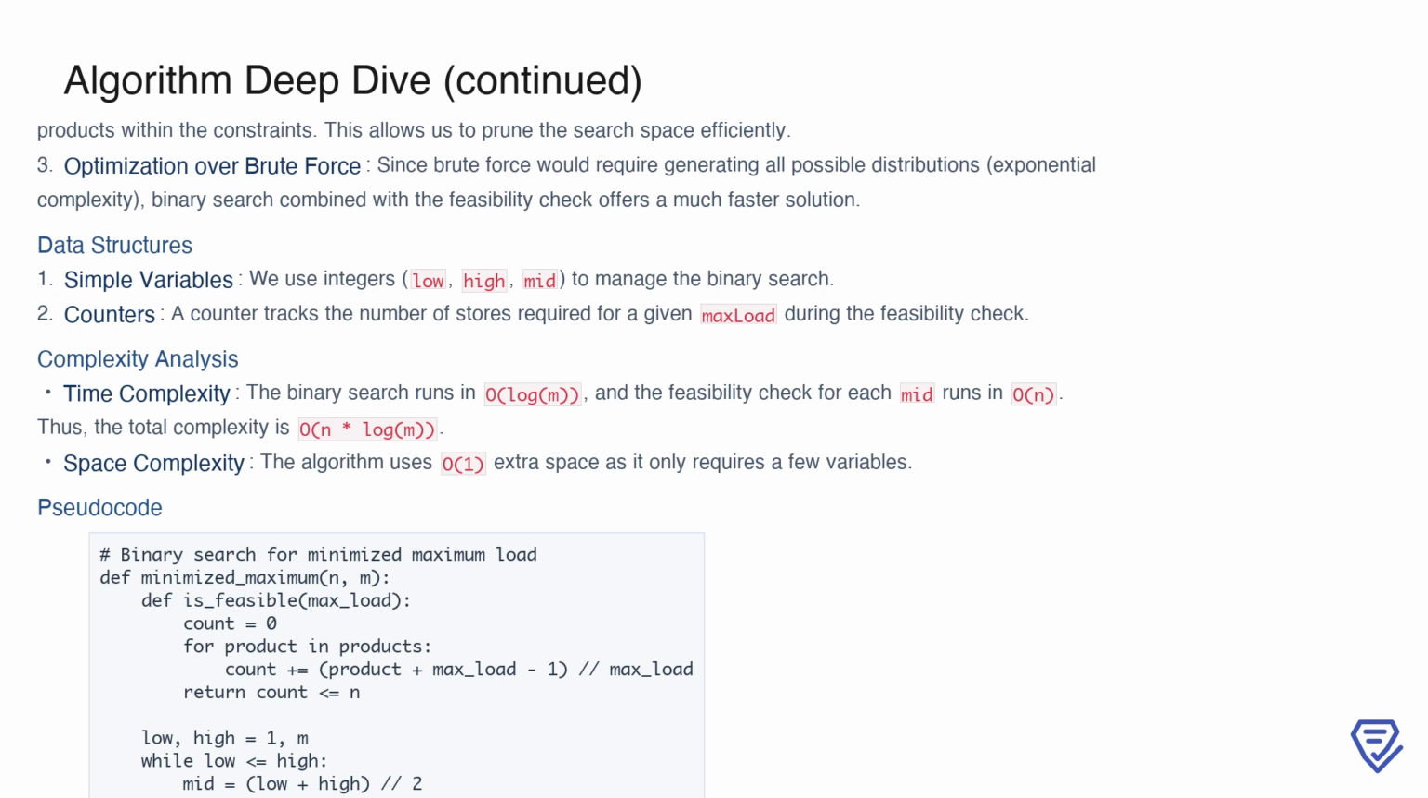The time complexity of the algorithm is O(n * log m), where log m comes from the binary search and n arises from the feasibility check. The space complexity is O(1), as the algorithm uses only a few variables. To summarize the approach, binary search is used to minimize the maximum load, and the feasibility function ensures that we can distribute products within the constraints efficiently.